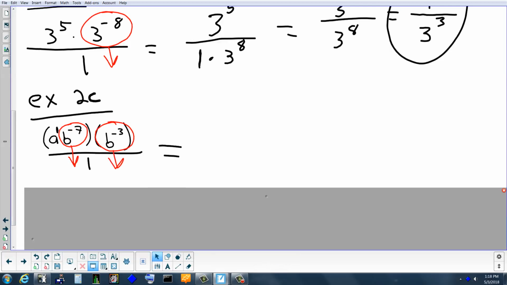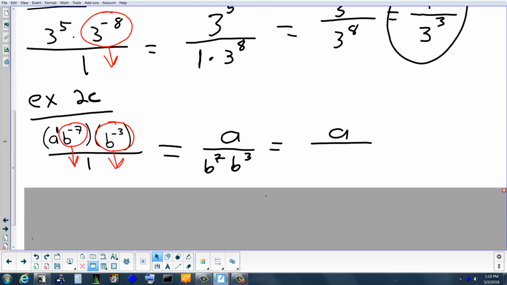Who can tell me when I do that, what is left in the top? A to the 1. Now, do you have to put the 1? No. That's up to you. If it's a 1, you don't have to put it. What's in the bottom? The B to the negative 7th. And what happens when that B to the negative 7th goes to the bottom? It becomes B to the 7th, times B to the 3rd. Now again, could you put a 1 in front here? Yes, you can. You don't have to. A is in the top.